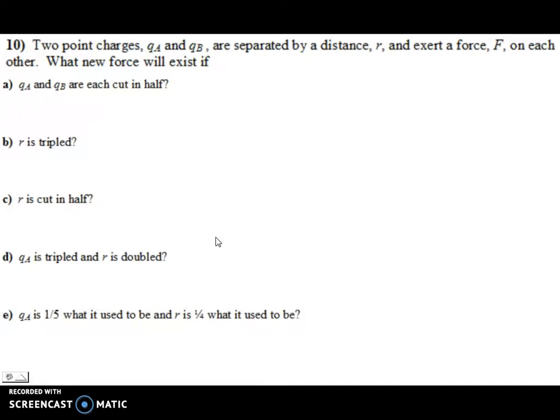Let's take a look at problem number 10. Go ahead and read it, try it on your own, come back.